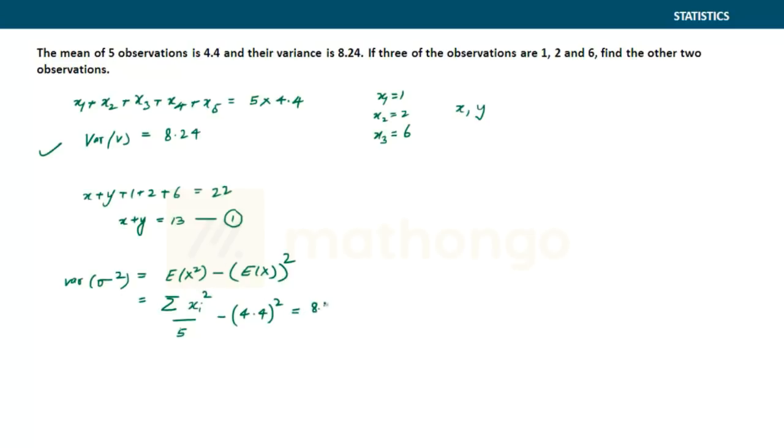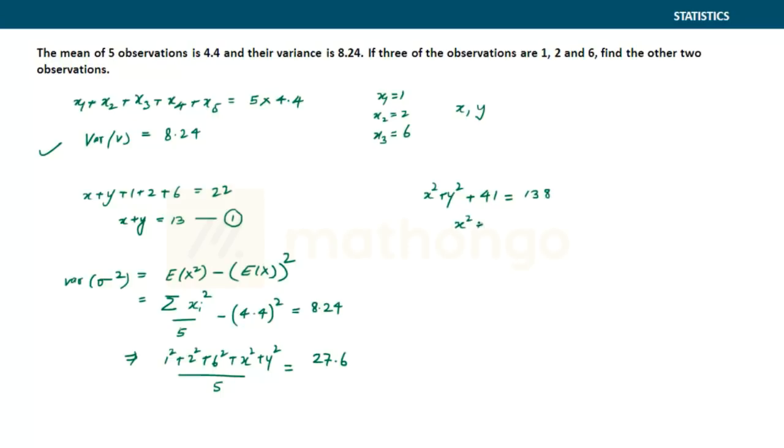And this variance is given to you. This is nothing but 8.24. This is now the quantity that you have with you. If you try and solve this, this will be 1 square plus 2 square plus 6 square plus x square plus y square, divided by 5. And if you count this, it will become 27.6. Just do the calculations. If I take this forward, this becomes x square plus y square. 36 plus 4 plus 1, that is 41, is equal to 27.6 into 5, that gives you 138 as the answer, right?